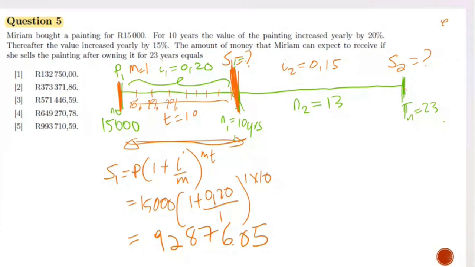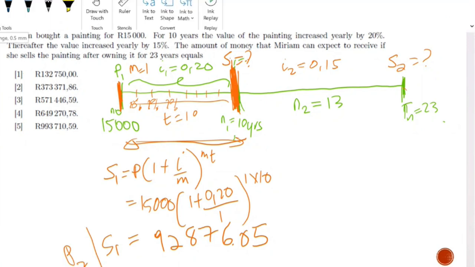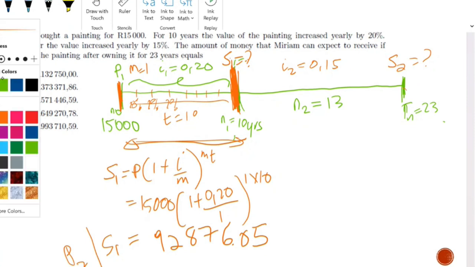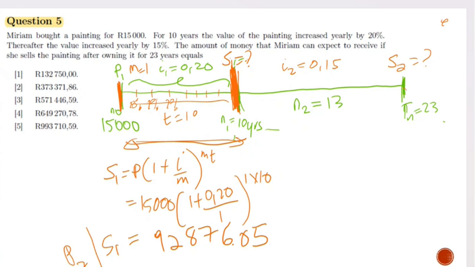Then here you continue with the second period. You start here with another value. The value you start with, which becomes your present value if you were starting here, is going to be this very same value. So this one is your S1. At the same time, it becomes your P2. It becomes your present value for this new period. Now we are looking at this new period.